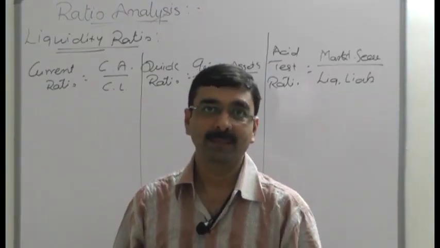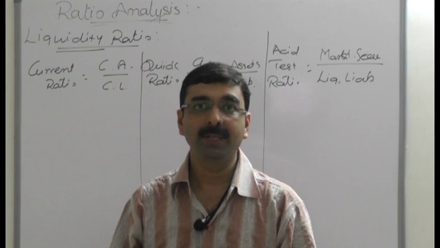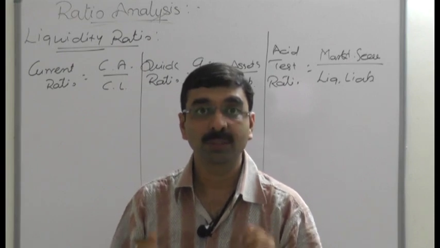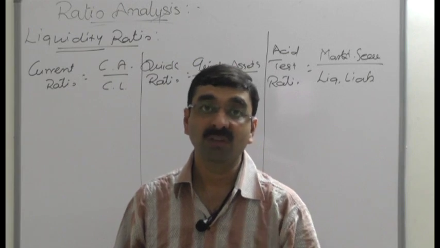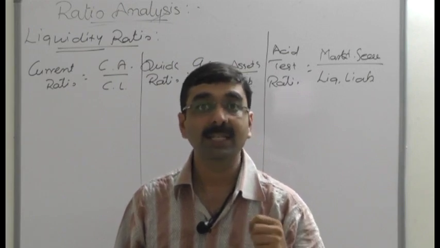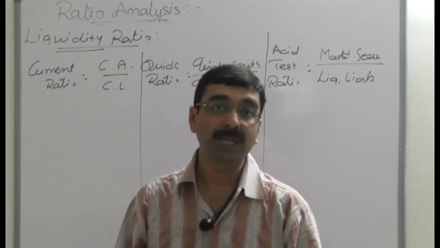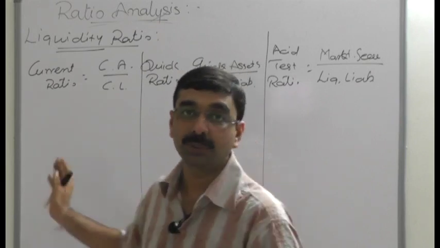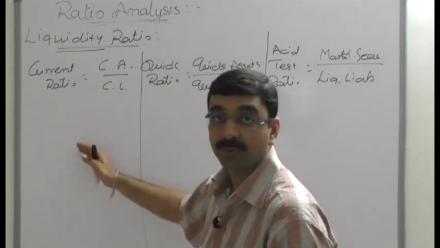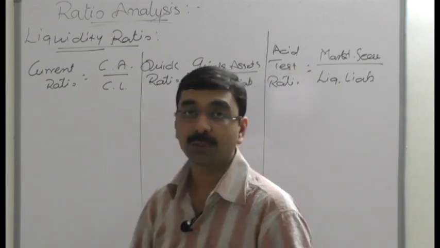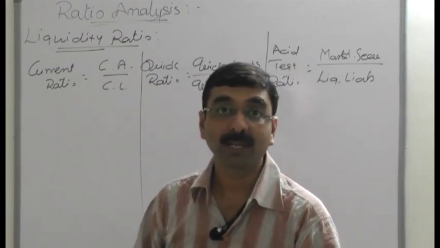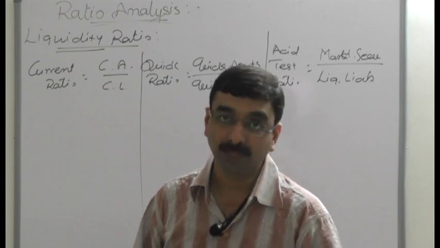Moving to the next segment, that is liquidity ratio. Liquidity ratio is all about determining the liquidity position of the company. That means it shows the working capital management and working capital strength in the company. For that, we have three ratios: current ratio, quick ratio, and acid test ratio. All these three ratios are helpful to find the liquidity strength of the company.